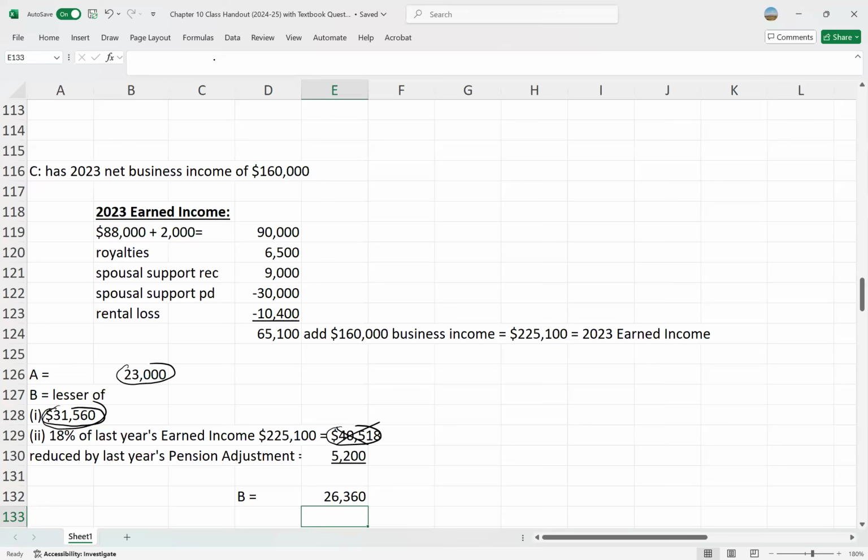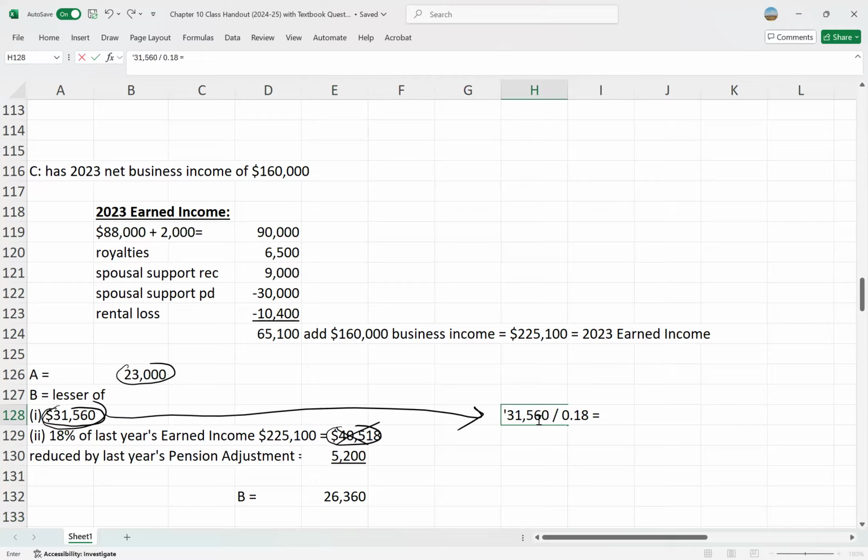And what we can quickly do is figure out what the threshold is. If we take the 31,560 and divide it by 18%, let's see what that gives us. We're going to get 175,333 rounded. So that basically means that once your earned income goes over 175,333, the lesser amount is going to be the 31,560.